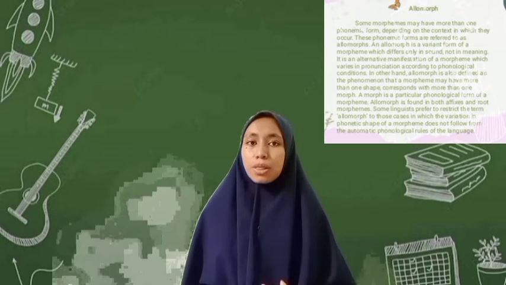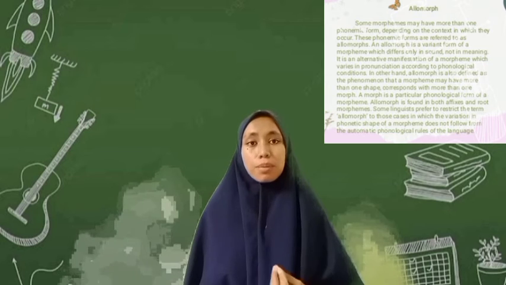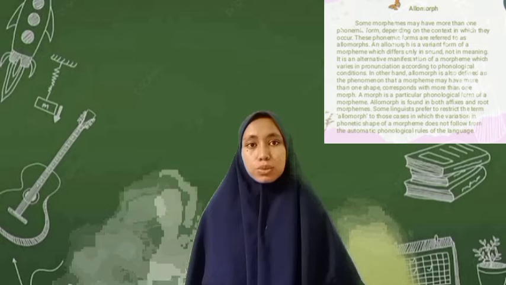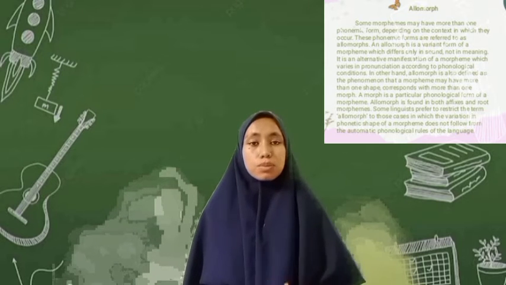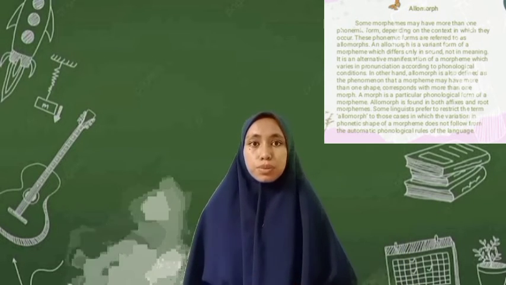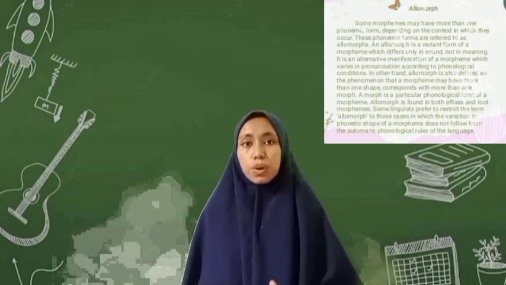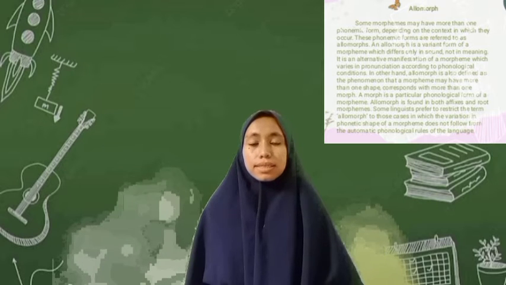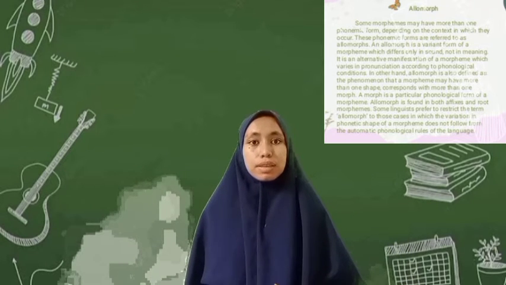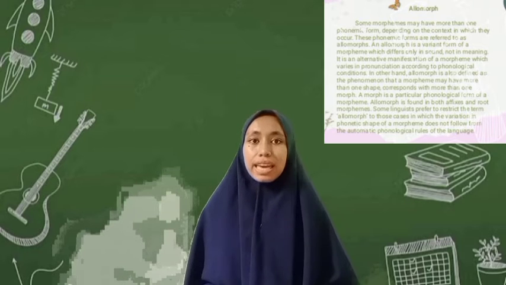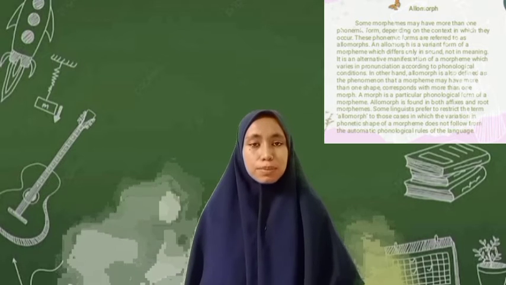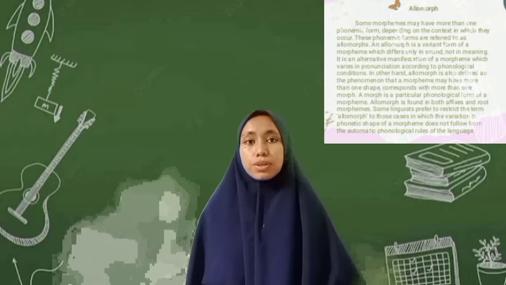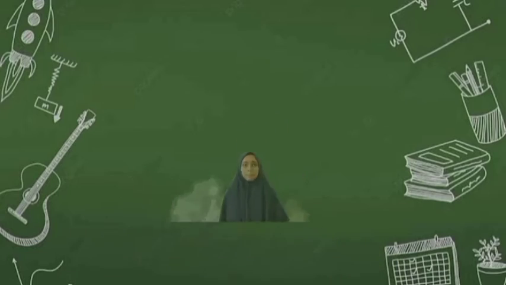In other words, allomorphs is also defined as the phenomenon that a morpheme may have more than one shape, corresponding with more than one morphs. A morph is a particular phonological form of a morpheme, and allomorphs is found in both affixes and root morphemes. Some linguists prefer to restrict the term allomorphs to those cases in which the variation in phonetic shape of a morpheme does not follow from the automatic phonological rules of the language.